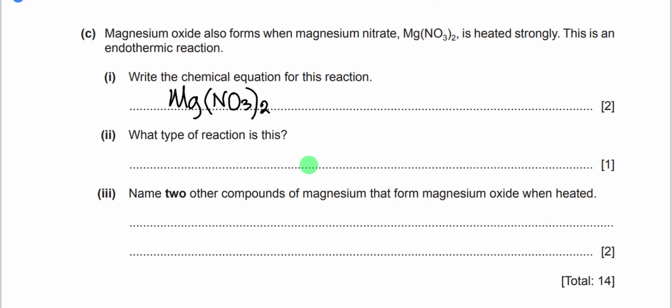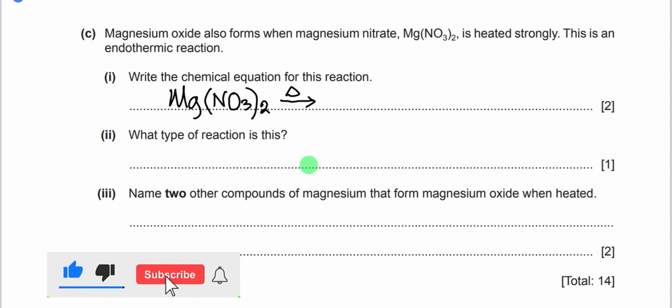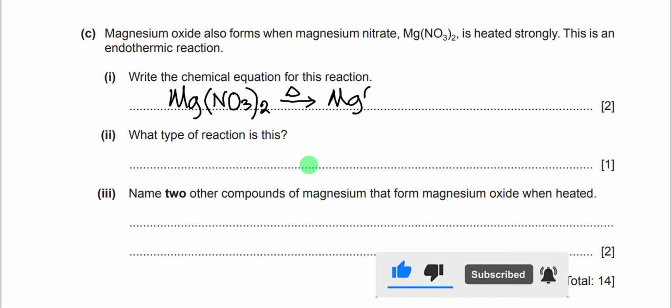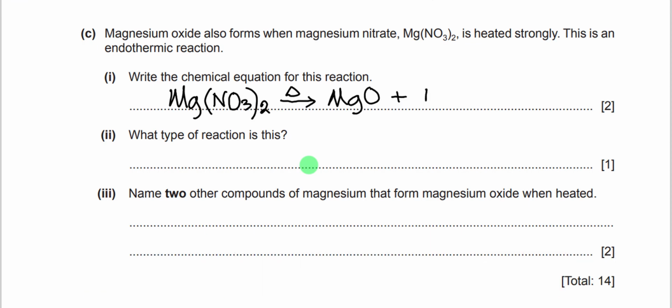So Mg(NO3)2 gives us what? MgO plus NO2 plus O2, right? So what does this mean? Magnesium nitrate undergoes thermal decomposition to form the oxide, nitrogen dioxide and oxygen gas.